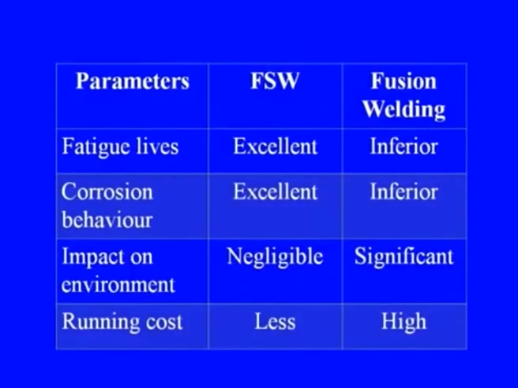Mechanical properties obtained in friction stir welding are usually superior to those of the fusion welding process. Fatigue lives are excellent in friction stir welded joints. Corrosion behavior is excellent, whereas in both the cases fusion welding gives inferior properties. Impact on environment is negligible in case of friction stir welding, which is, we can say, an environment friendly process, but fusion welding is not. Running cost is also less.